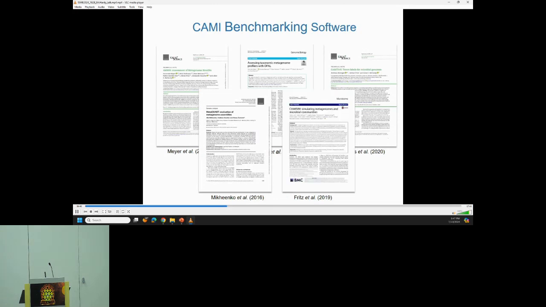And then CAMISIM is a simulator that simulates microbial communities in terms of the taxa and their abundance distributions, and then the metagenome data generated from those when sequenced with different technologies at different depths.